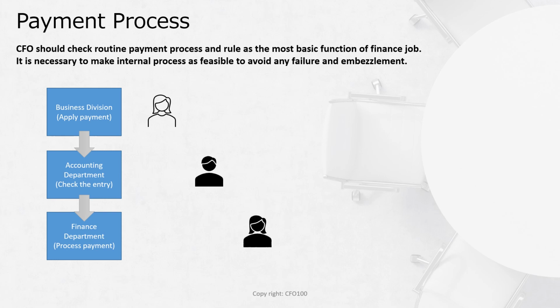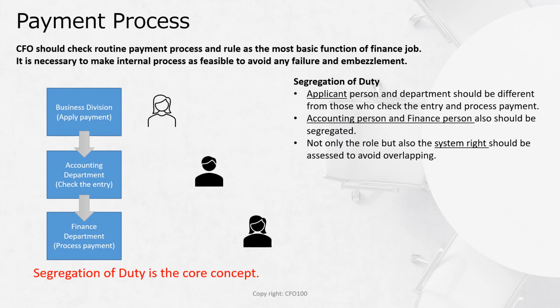The most important message in this lecture is that segregation of duty is a core concept for the proper payment process. Those 3 steps should be segregated from each other and conducted by different persons. So, the applicant and their department should be different from those who check entries and process the payment operation.